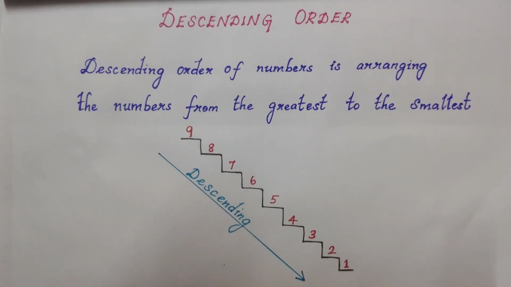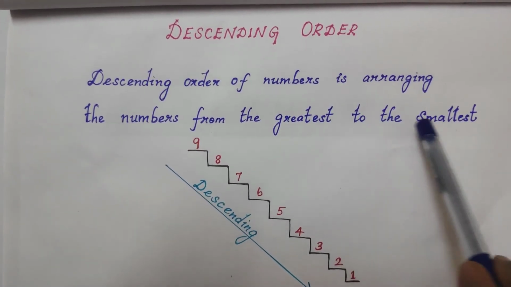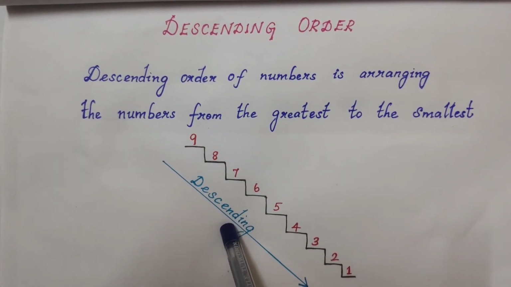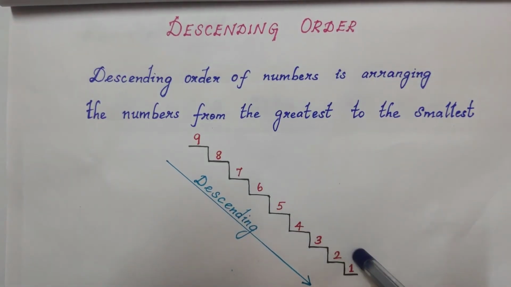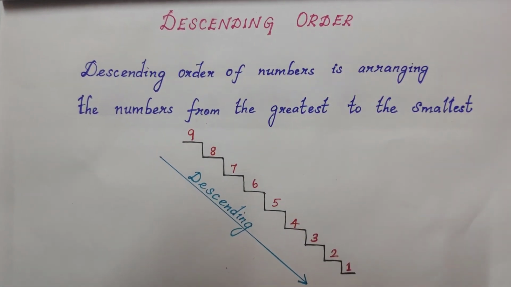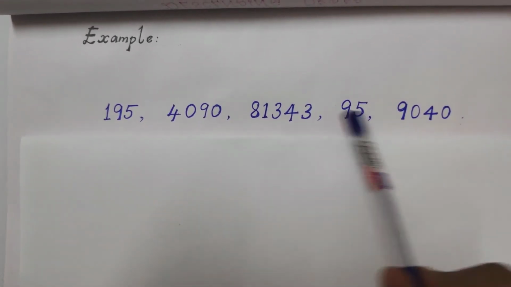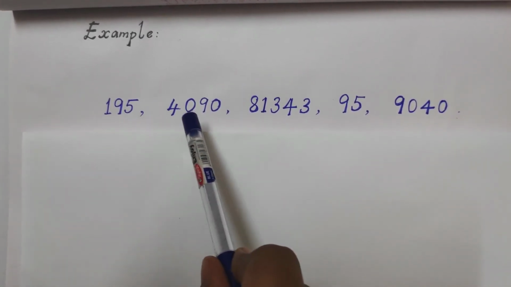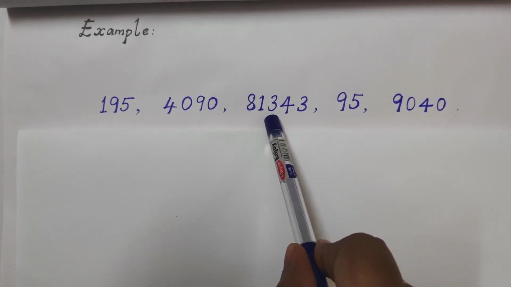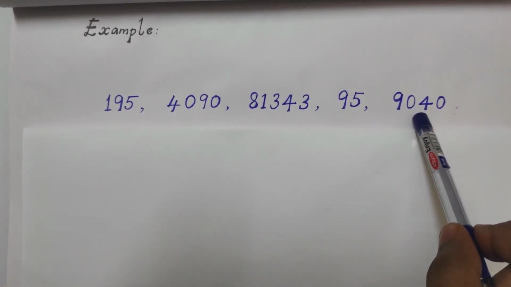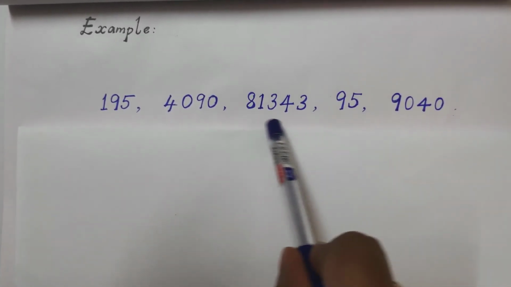Now, I'll explain you about the descending order. Arranging the numbers from the greatest to the smallest is the descending order. Here is an example for you. The numbers given here are 195, 4090, 81,343, 95, 9,040. We have to arrange these numbers in descending order.